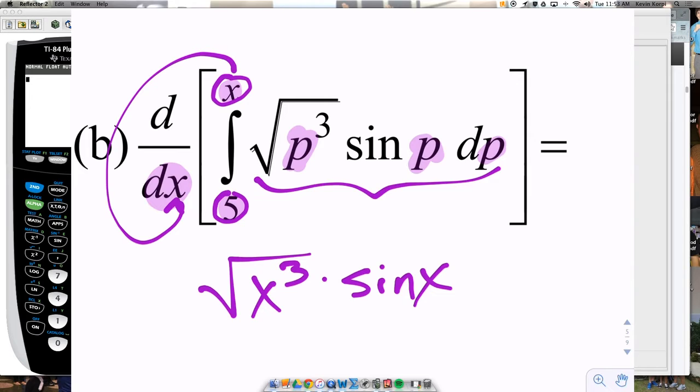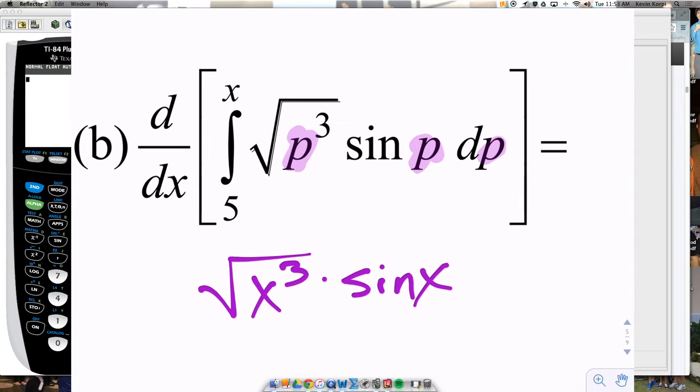Do we need a plus c? No, because if you look at the sequence of operations, the last thing we're doing is taking the derivative. We're taking the integral, then we're taking the derivative. The plus c would go away. So you're just left with the integrand.